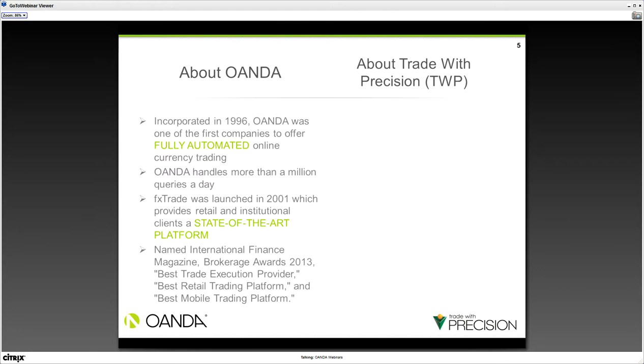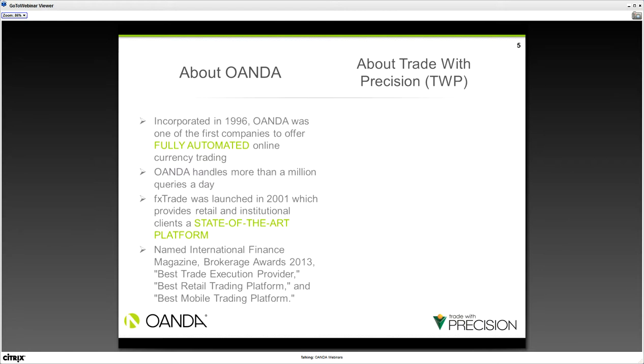So Oanda then incorporated in 1996 and was again one of the first companies to offer fully automated online currency trading. The company's web-based platform known as FX Trade was launched back in 2001, and it provides both retail as well as institutional clients a state-of-the-art trading platform. Current trading volumes are in excess of 1 million transactions a day. And last year, Oanda was named the best trade execution provider and the best retail trading platform, among a number of other awards. So just a brief history there of where Oanda has been as an organization and some of their key milestones.